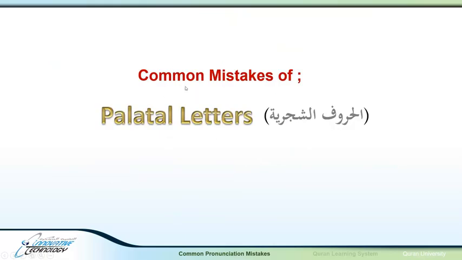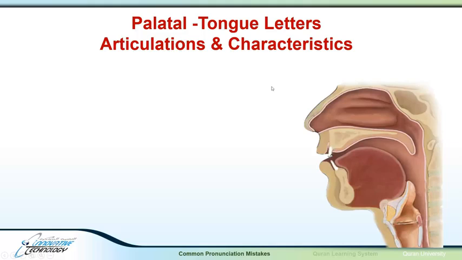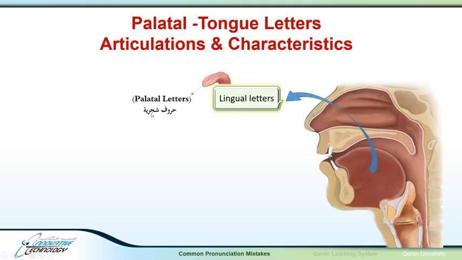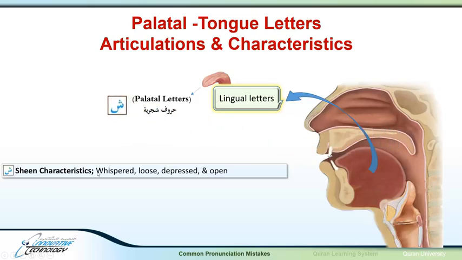Next we'll discuss the common mistakes of the palatal letters, al-huruf al-shajariyah. Palatal letters are actually a group of the lingual letters, and this group is called palatal or shajariyah because they are related to the palate, to this area here. And the first one of those is the sheen, which is characterized by being whispered, loose, depressed, and open.